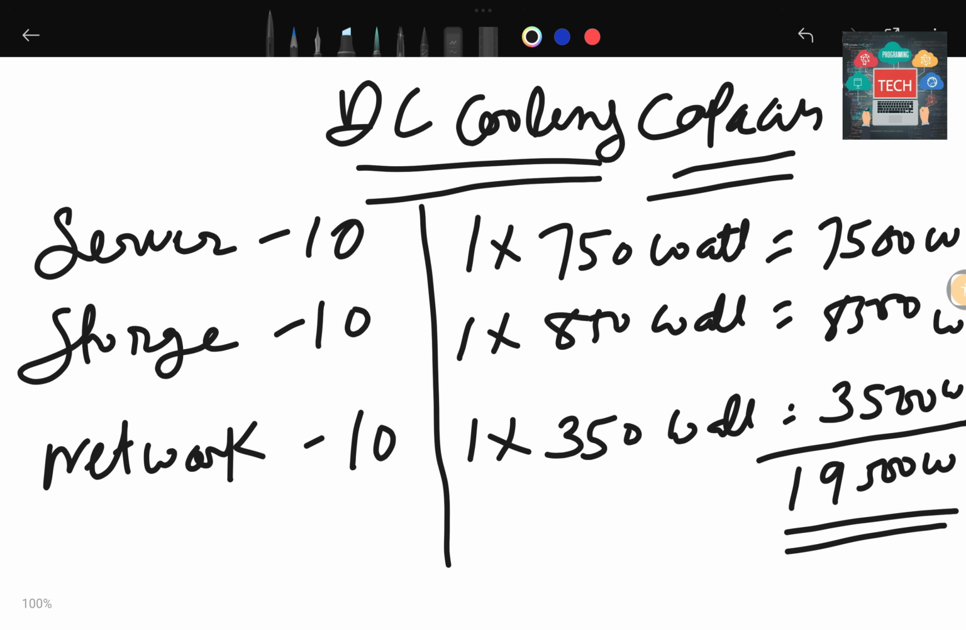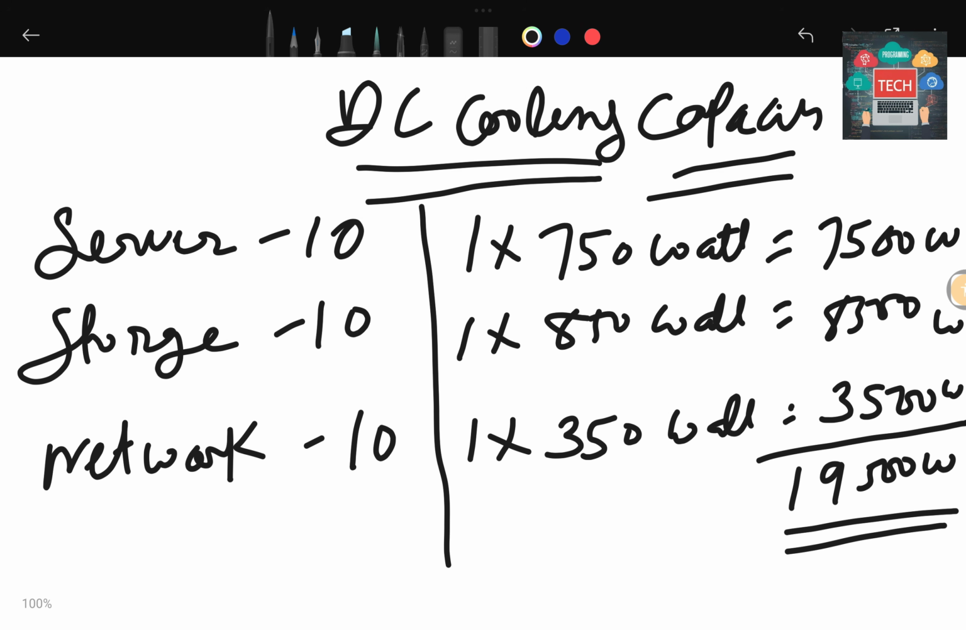Okay, so there can be a lot of infrastructure. I am just taking an example. There can be 100 servers, 100 storage, 100 network equipment, a lot of things. But I am taking an example of only 10 servers, 10 storage, 10 network equipment. Generally we have to calculate all the wattage of those servers, how many watts there are. According to the watts, then we have to calculate what kind of BTU those are producing.